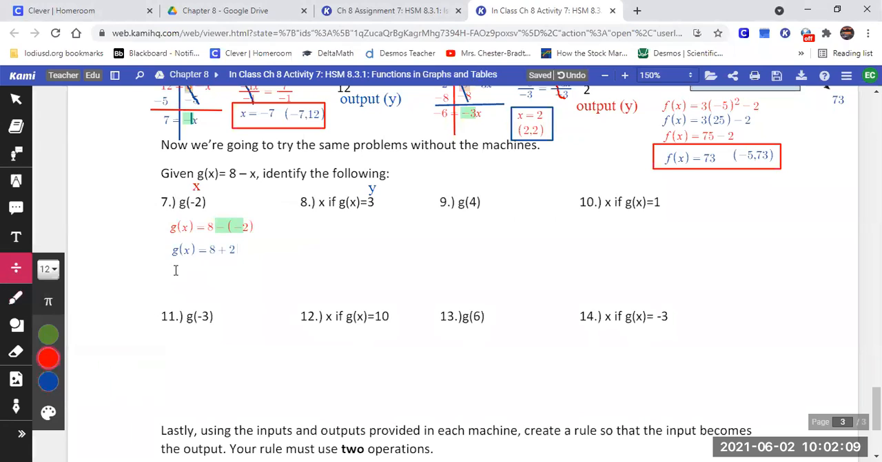So we need to finish solving. What is my function equal? What's my output? If I put -2 in, what output do I get? What's my coordinate pair? So I need my solving. My function equals how much? 10. And then I need my coordinate pair.